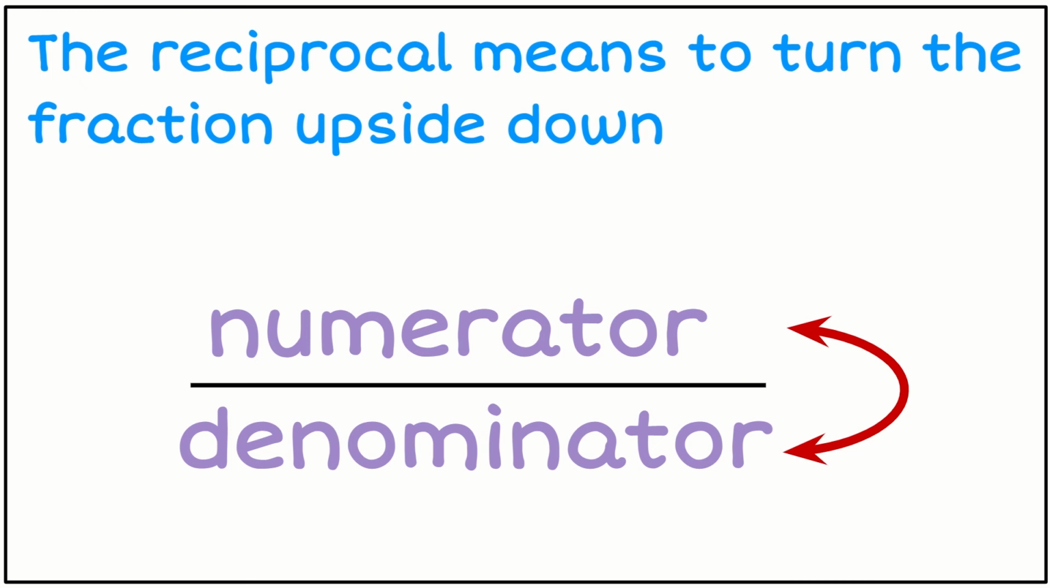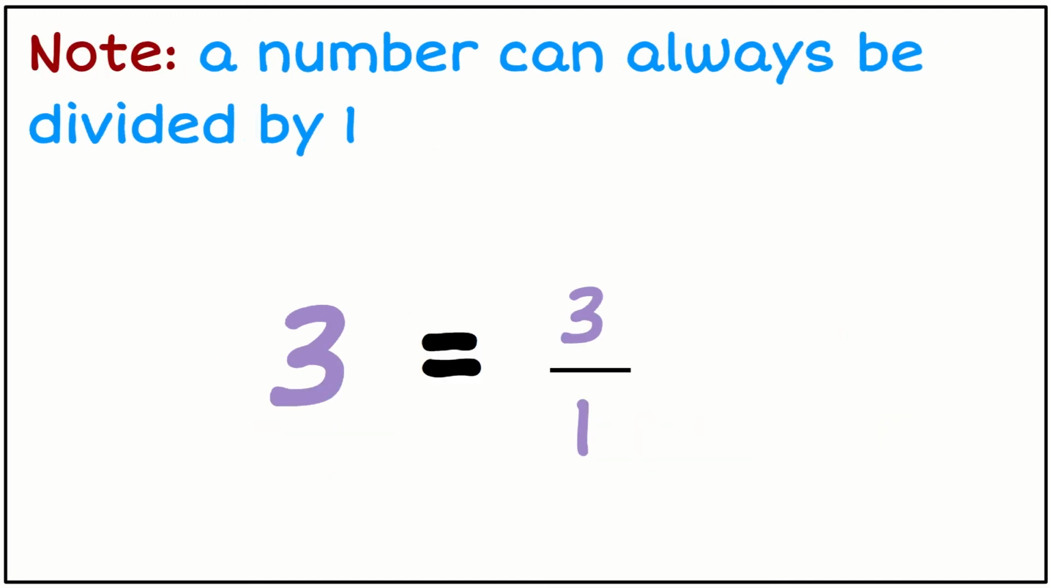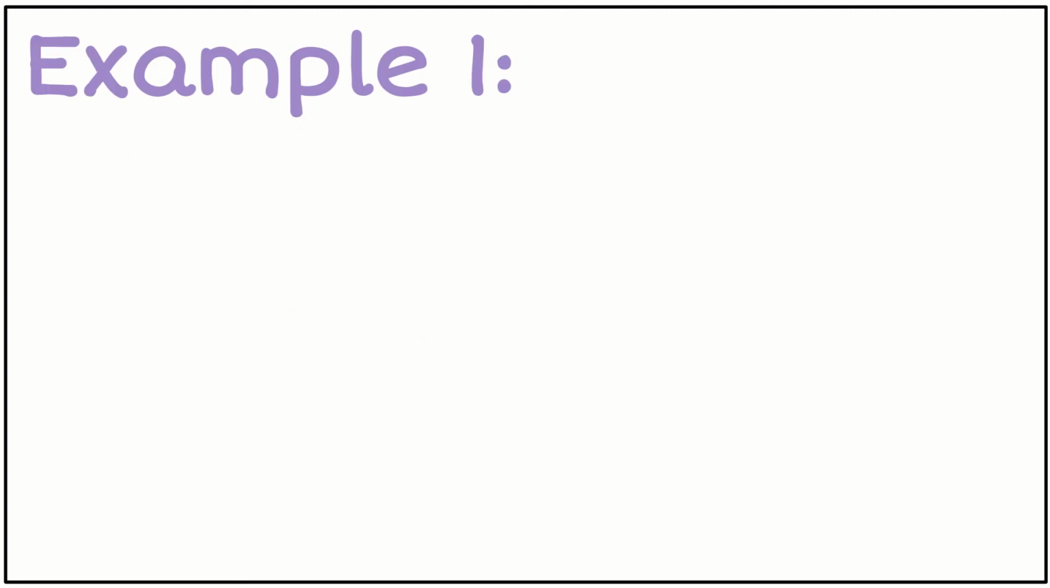So the first thing we need to remember and know is that when we're talking about reciprocal, reciprocal means that we turn our fraction upside down. So the numerator and denominator switch places. The other thing to note is that a number can always be divided by 1. So the number 3 can always be written as 3 divided by 1. So we're going to use those thoughts in mind and have a look at dealing with them at negative powers.